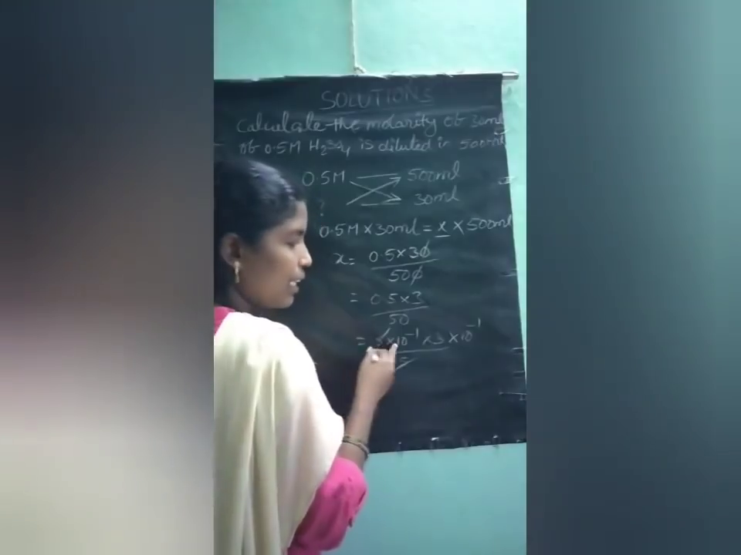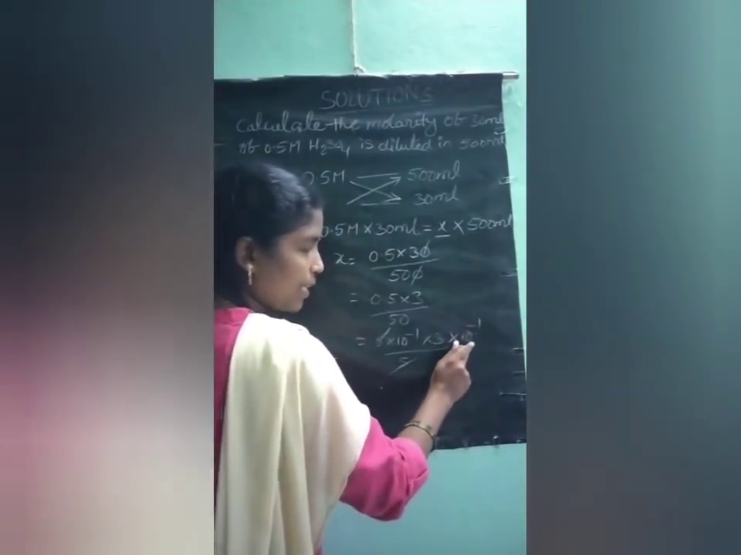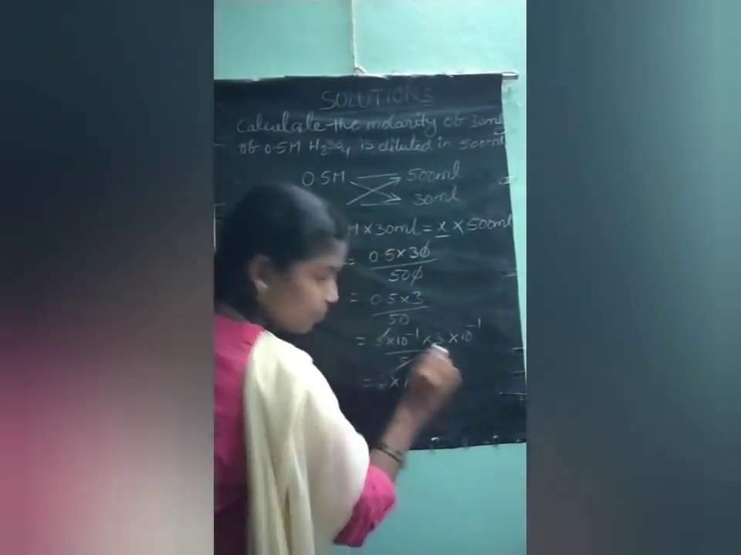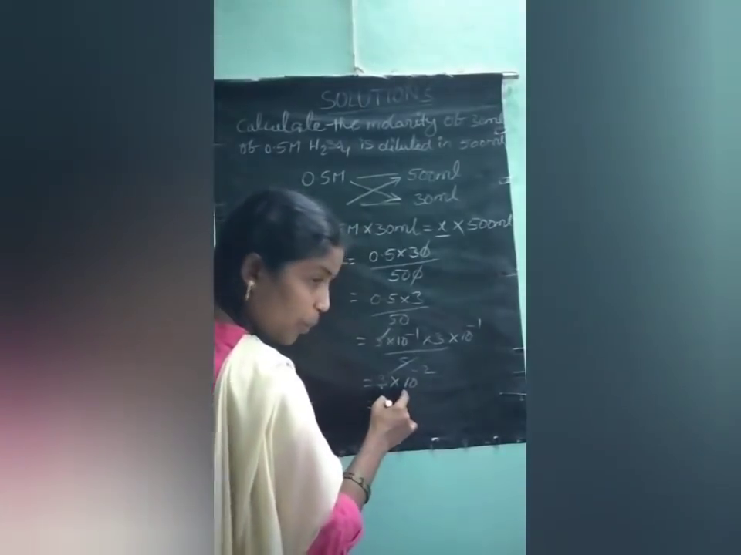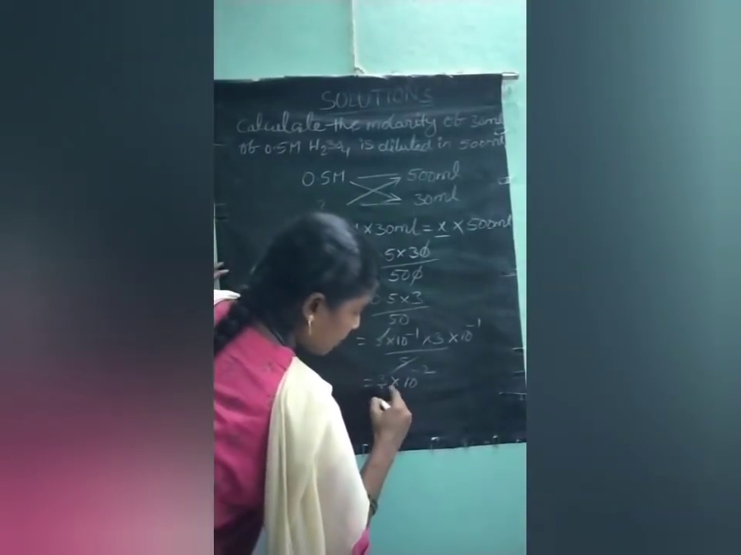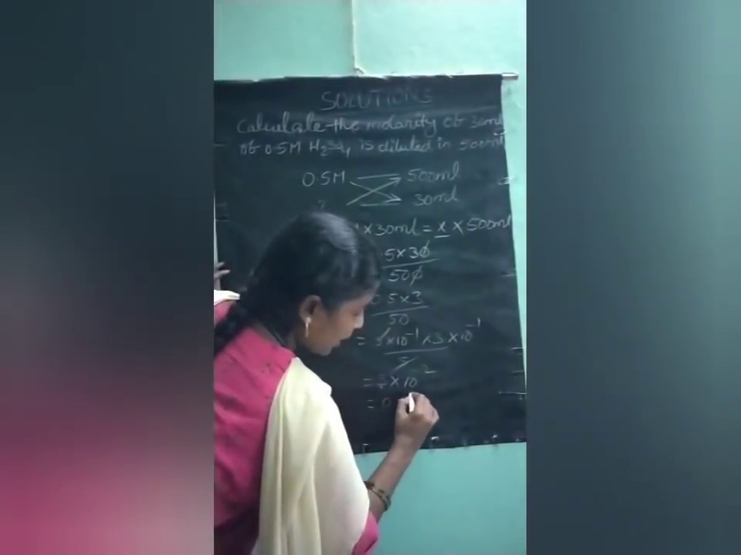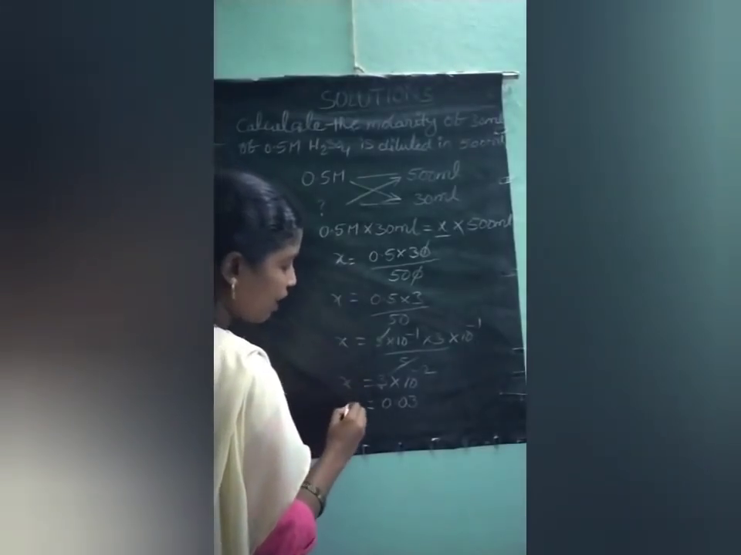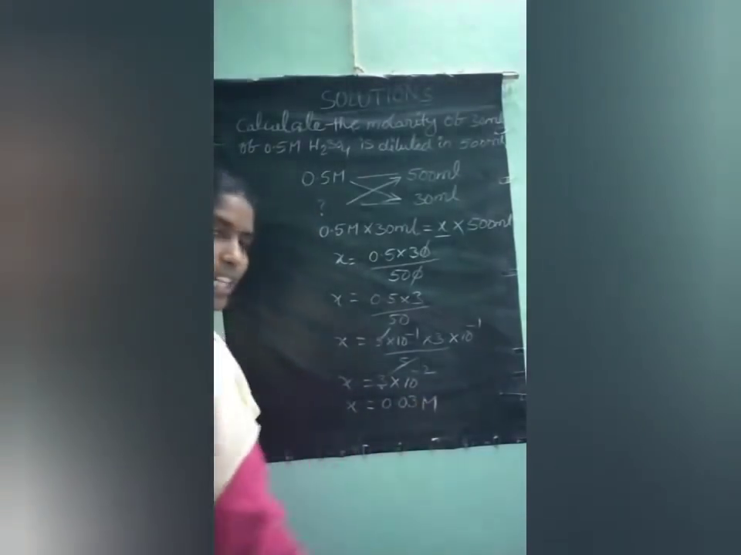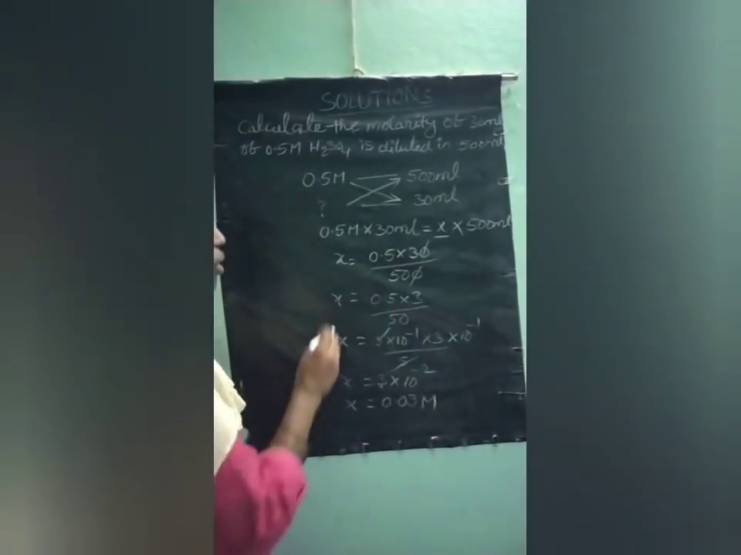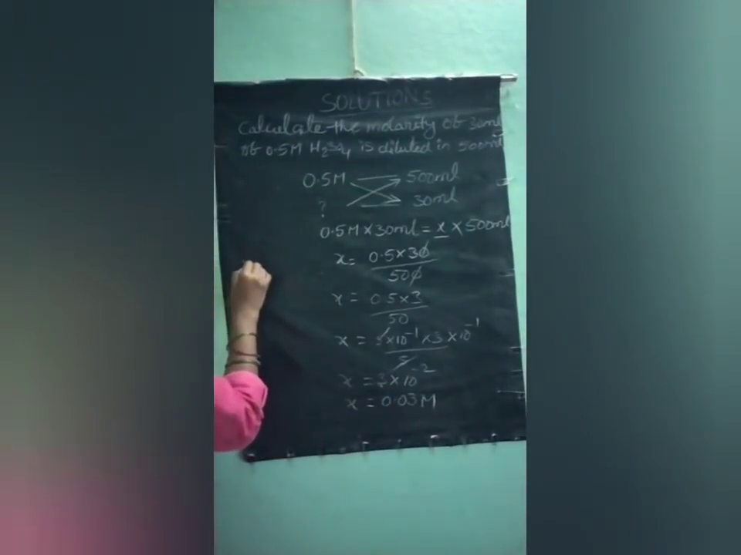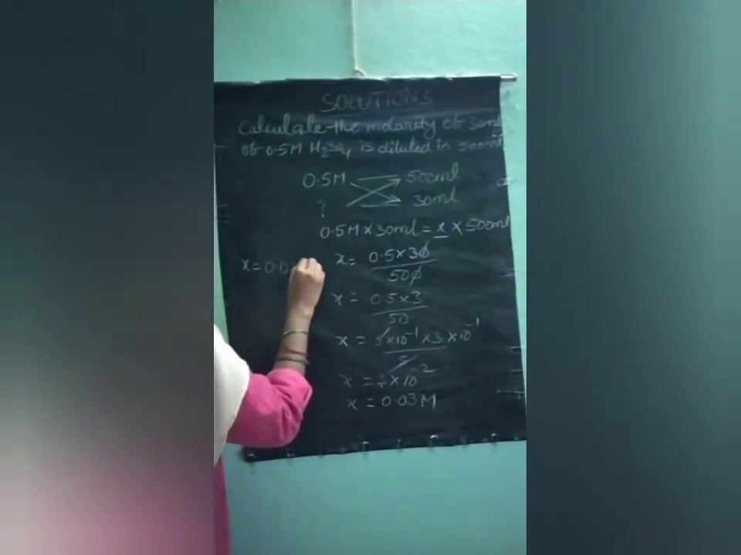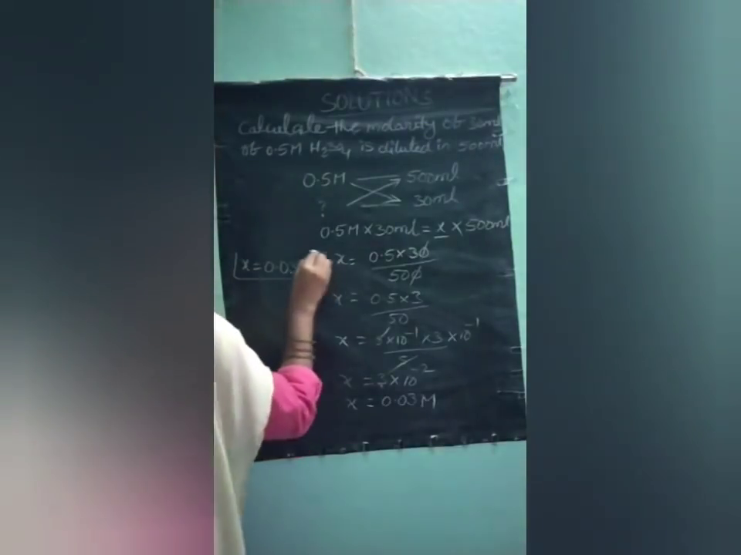10 power minus 1 into 10 power minus 2, that is 10 power minus 3. Total we get 3 into 10 power minus 2. So 10 power minus 2 means 0.01, so 3 into 0.01 gives 0.03. Here we are calculating the X value, that is the molarity of the sulfuric acid, so the unit is molar. The concentration of sulfuric acid present in the 30 ml is 0.03 molar. This is the answer.